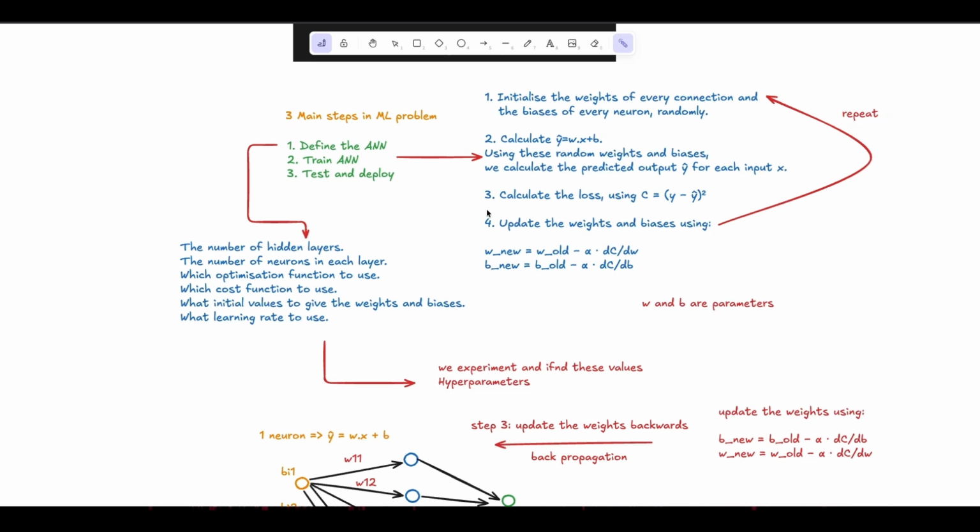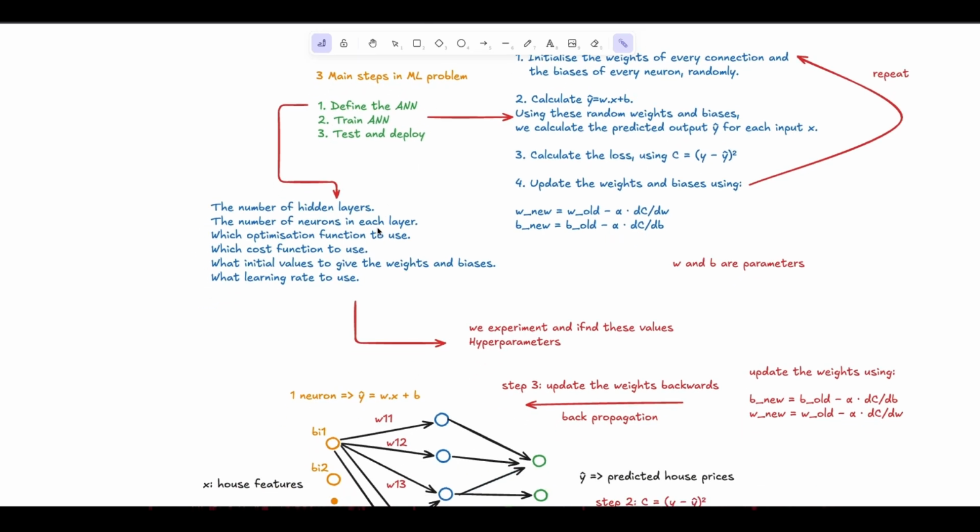Now you might ask, what about step 1? How do we define the architecture of the network in the first place? To define a neural network, we need to decide on a few things: the number of hidden layers, the number of neurons in each layer, which optimization function to use, which cost function to use, what initial values to give the weights and biases, and what learning rate to use.